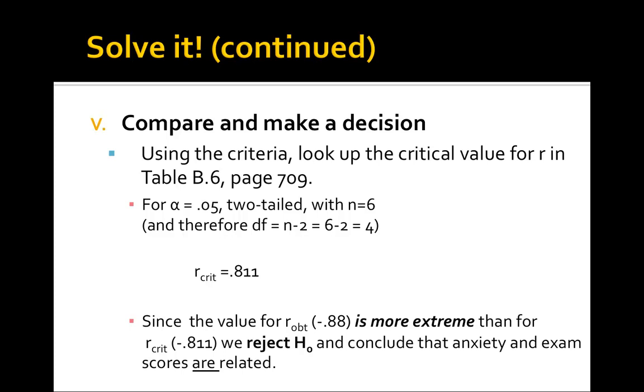When we look in the table, we see that the critical value is 0.811. Since our value for R obtained is 0.88, and that's more extreme than the critical value of 0.811, we can reject the null hypothesis and conclude that anxiety and exam scores are related.